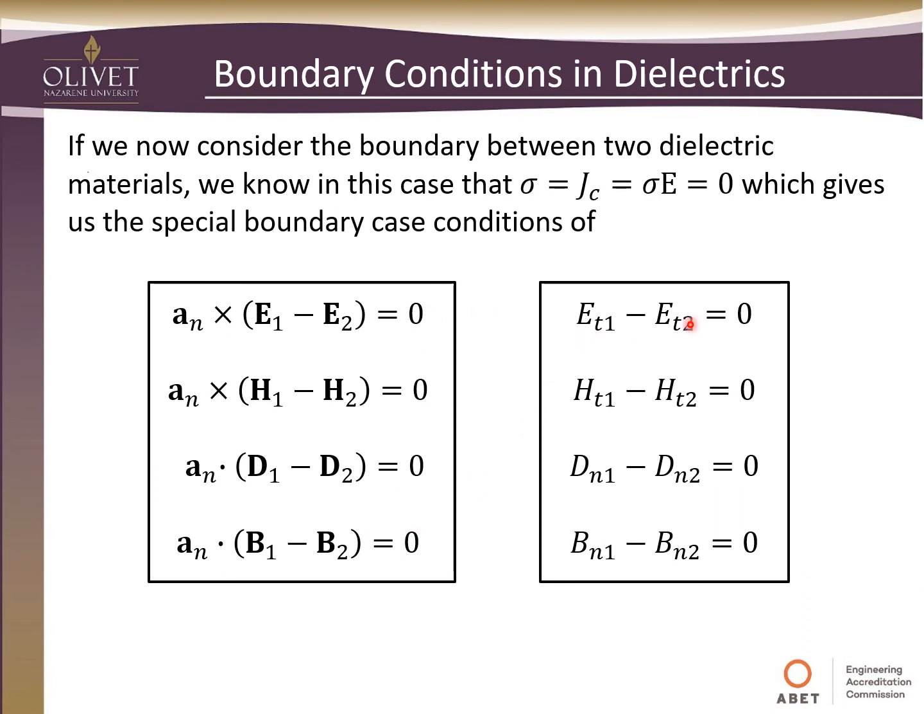So the electric field's tangential components have to be equal because this is equal to 0. The magnetic tangentials have to be equal. The displacements have to be equal, and the flux densities have to be equal. So that's a pretty special condition. So if you have two dielectrics, going from one dielectric to another and a wave's propagating through it, the wave should travel through, at least these components of it, unhindered.